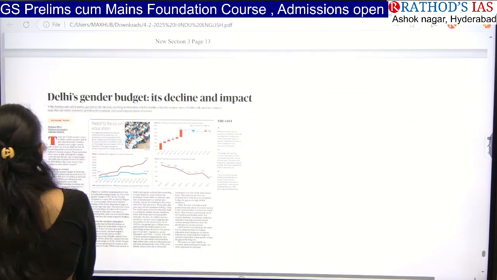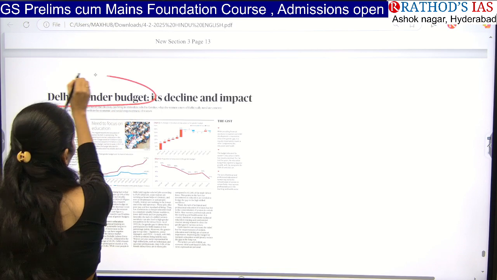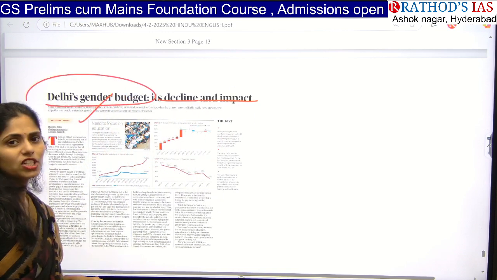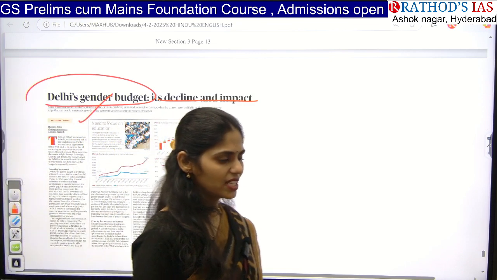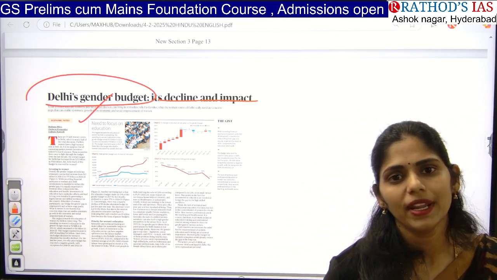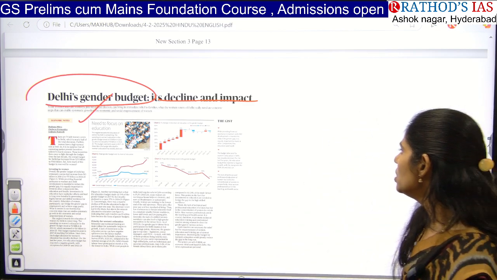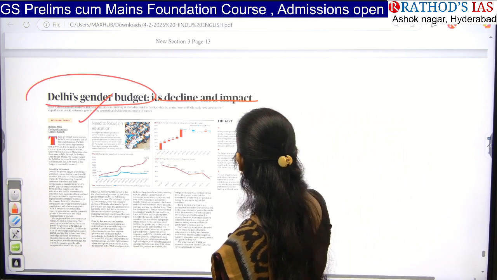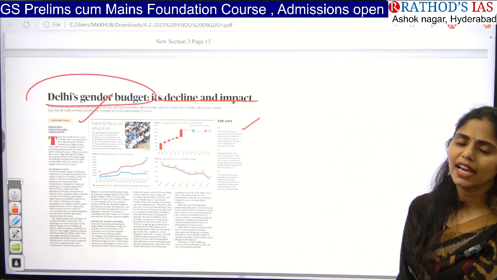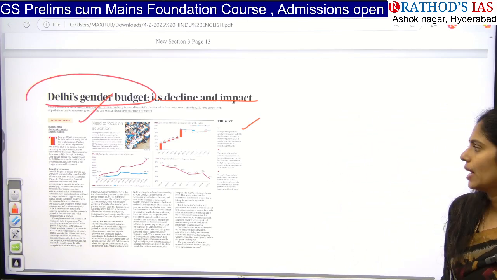The first one is Delhi's gender budget, its decline and impact. This article is talking about the gender budget. Gender budget is a concept which says that we have to provide some amount of money for women empowerment or women's needs. This article is saying that providing assistance for women and child development will be helpful for reducing the gender gap in our country.